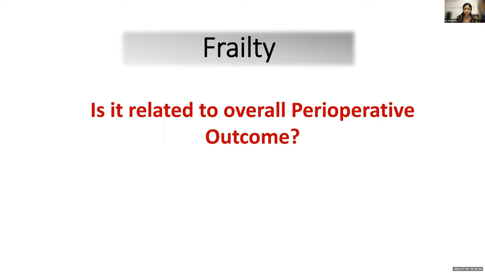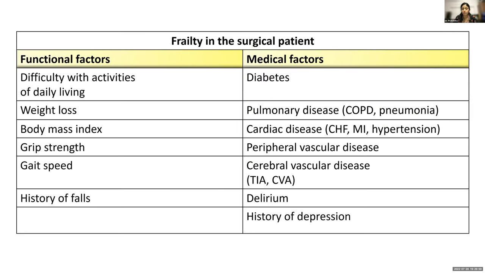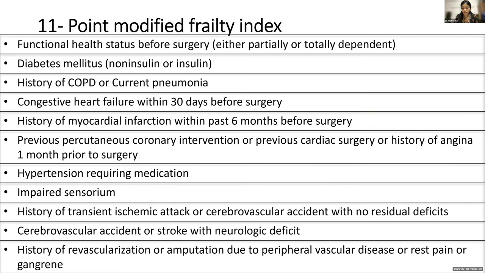Sir, for assessment of frailty, there are two indexes available. As rightly mentioned, it's a state of extreme vulnerability to physiological stressors that leads to adverse health outcomes. So to define frailty, we have two types of indexes: the 5-point index and the 11-point index.